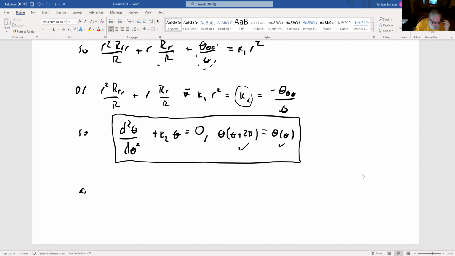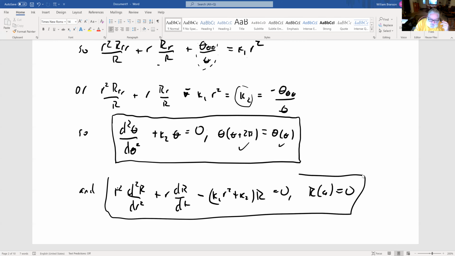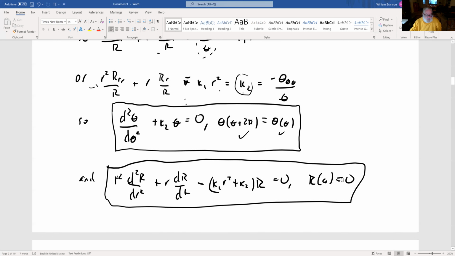And the other equation we get is the equation for R. So R squared d squared R dr squared plus R dR dr minus K1 R squared plus K2 R equals 0, and the boundary condition is R of A equals 0. So there's our differential equation for R. So, right, if we take this equation, we can move the K2 over to the left, and then we multiply everything through by the capital R to get this. Okay, so there's our various equations.